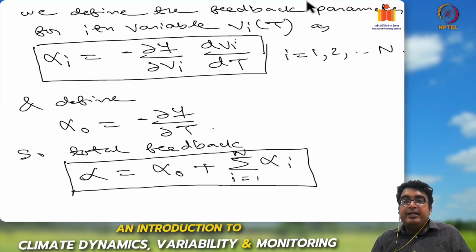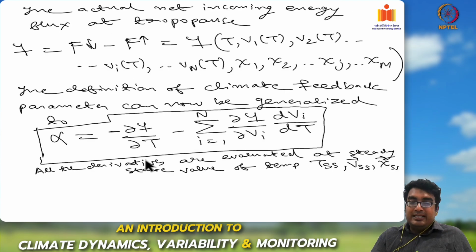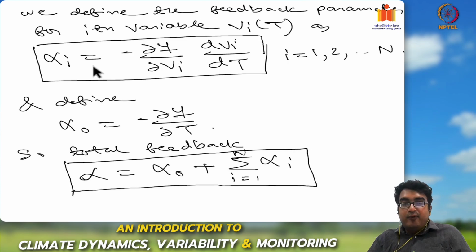We can define the feedback parameter for the ith variable Vi as alpha i, equal to minus del F del Vi into dVi dT, i going from 1 to n, and the direct temperature feedback value as alpha 0, minus del F del T. Okay. So this is minus del F del T, where all the other terms, Vi's and Xi's, are held constant. For alpha i, all the other terms are held constant. So V not equal to Vi is held constant, and all the X terms are held constant.